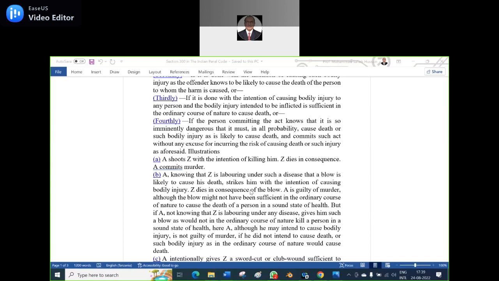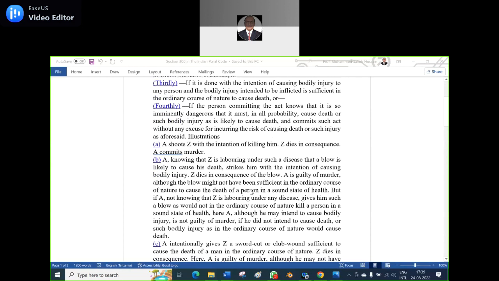Clearly. Another example, illustration (b). A, knowing that Z is laboring under such a disease that a blow is likely to cause his death, strikes him with the intention of causing bodily injury. Z dies in consequence of the blow. A is guilty of murder, although the blow might not have been sufficient in the ordinary course of nature to cause the death of a person in a sound state of health.